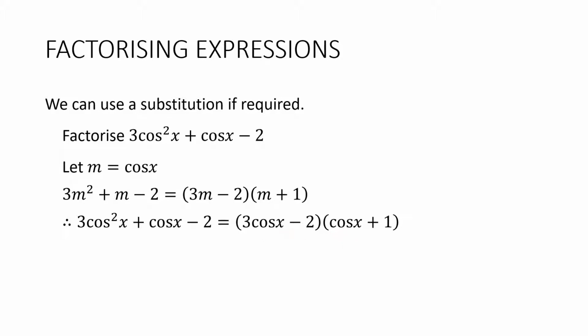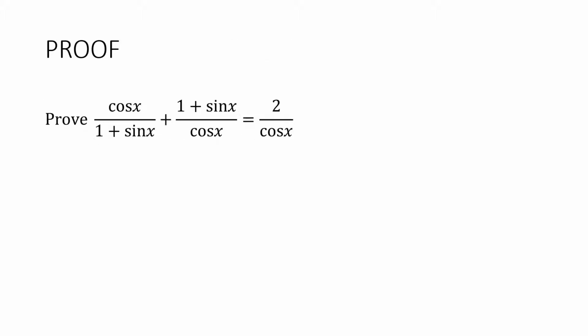Another thing that we've got to be able to do is prove that an expression is equal to another expression. So here's an example. Prove that cos x divided by 1 plus sin x, plus 1 plus sin x all over cos x, is equal to 2 divided by cos x. And what we do here is we start with the left hand side and then work it through until we get the right hand side.